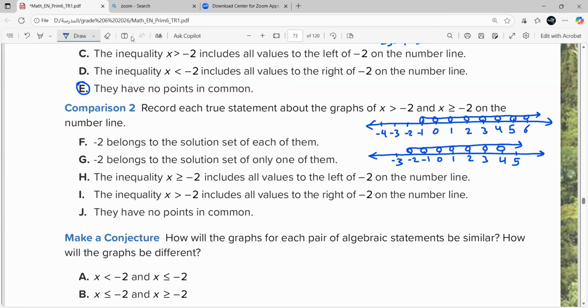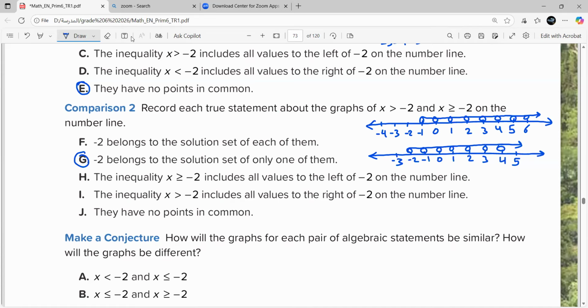Okay, let's answer the questions. Negative 2 belongs to the solution set of each of them. Negative 2 belongs to each of them? No, it's wrong. Negative 2 belongs to the solution set of one of them? Yes, negative 2 belongs to the second one. So this is a true statement.